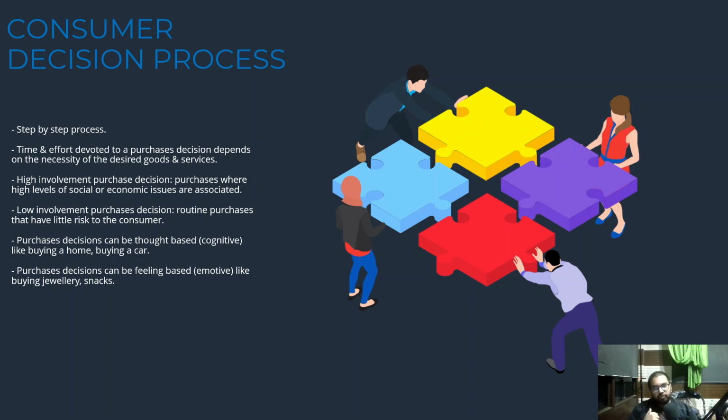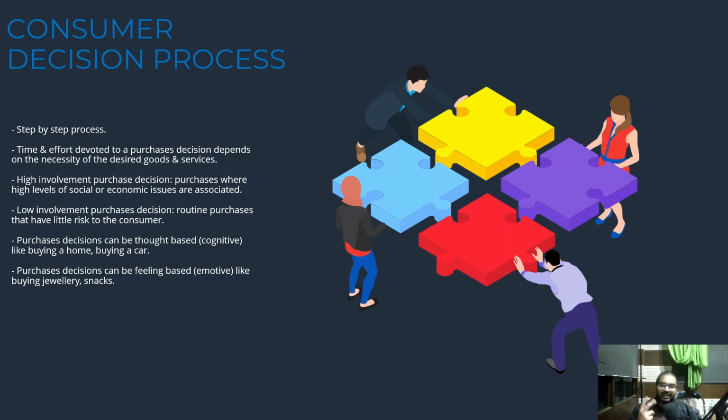So from this high involvement and low involvement, we have the cognitive decisions and the emotive decisions. When you buy a house or when you buy a car, these decisions are very thought based. You have decided that yes, you want to buy a 2 BHK or you want to buy a 3 BHK or you want to buy a high rise apartment or you want to buy a house within your budget. So these decisions have a lot of thought behind them.